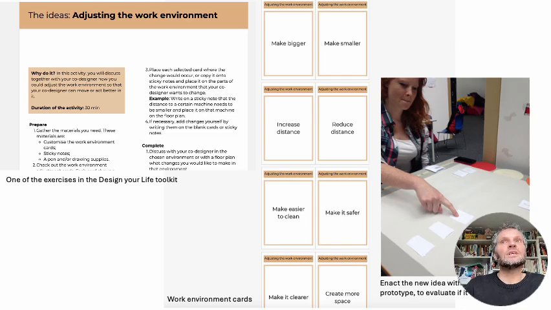So this is what the toolkit looks like. You have a topic, adjusting the work environment. It says why do this activity? How long would it take? And then what do you need to do to prepare? An example, how do you complete it? And then there's a whole bunch of cards that you can use. So you see, it's very basic, but it's also very clear in steps.